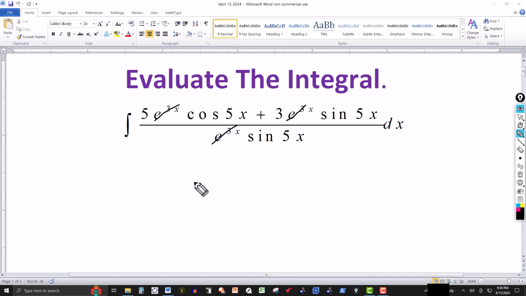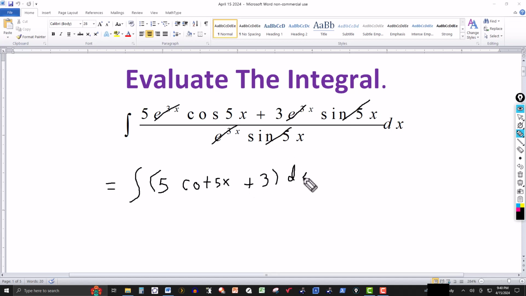These cancel. And then we could divide through by sine of 5x. So let's just say this is equal to the integral. The e to the 3x cancels, the 5 is going to stay there. And then the cosine of 5x over the sine of 5x can be written as cotangent of 5x. And over here, again, we cancel the e to the 3x, and then we have a sine of 5x here, sine of 5x there. That cancels, that leaves us with a 3, plus 3 here.